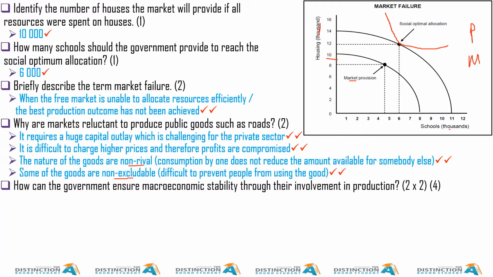All right, let's see what else they have here. It requires a huge capital outlay. Okay, but I don't quite like that. Of course, it may be true, but people can put money together and so on. The main reasons, according to me, are those two at the bottom.